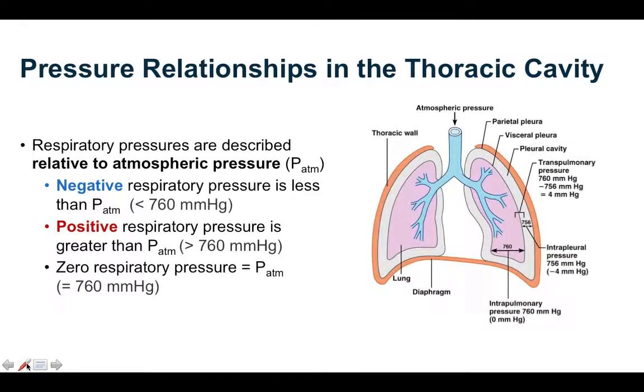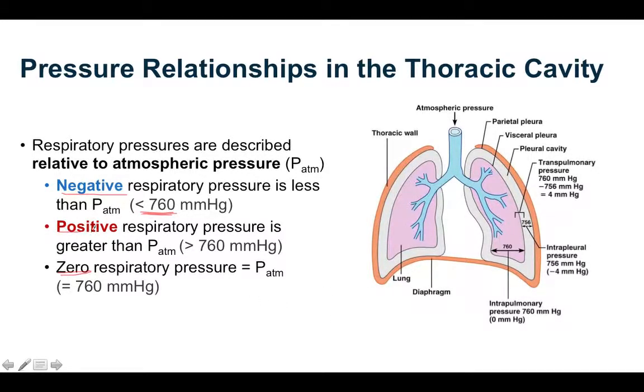So if we say that a pressure is zero, that there is no pressure, we're actually talking about a pressure of 760 millimeters of mercury. So zero respiratory pressure is actually 760 millimeters of mercury. A negative respiratory pressure means that it's going to be less than 760 millimeters of mercury. If you look at this diagram here, you can see that this pressure right here is less than 760, so that is going to be a negative pressure.